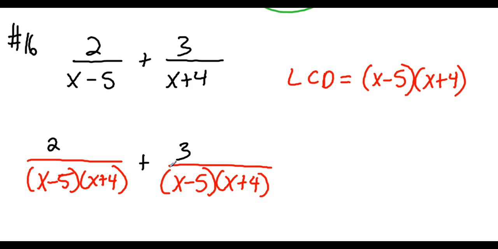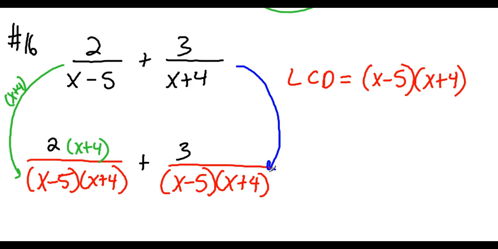And then you just got to figure out, okay, what did we put extra for the first fraction? What did we multiply the bottom by? Which was x plus 4. And whatever you do to the bottom, got to do the same thing to the top. Same thing on the second fraction. You had x plus 4, we multiplied in an extra x minus 5. Pretty much.